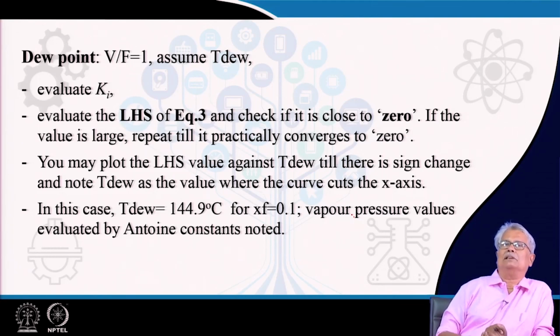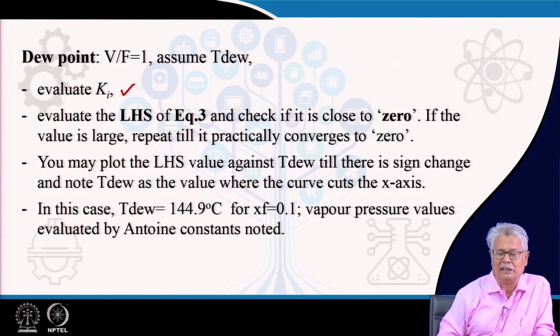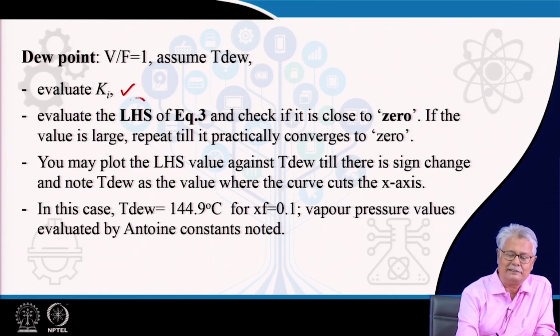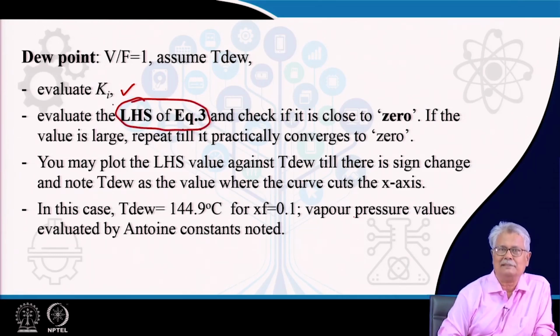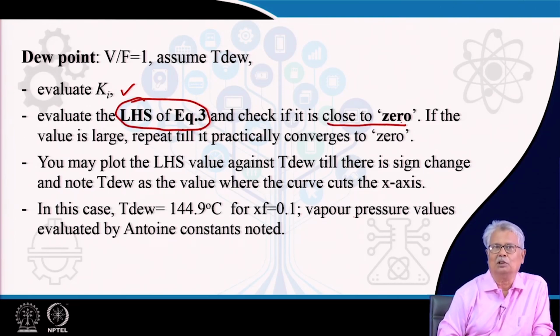The first thing that we calculate is the dew point, for which my V by F equals 1. So, what we do is we assume a dew temperature. Correspondingly, we know the vapor pressures, so we can very easily evaluate the Ki values. Then, since we already know the Ki values and V by F is equal to 1, we evaluate the left hand side of equation 3, that means the summation expression, and check if it is close to 0. If it is not, we have to reassume T dew till we come to a convergence.